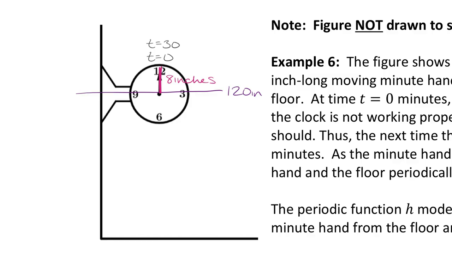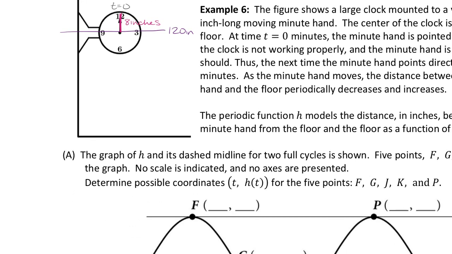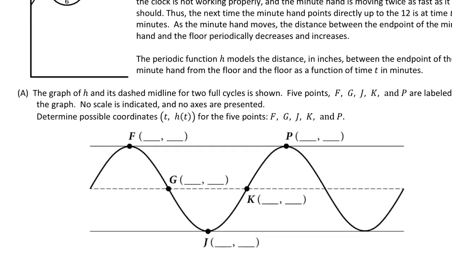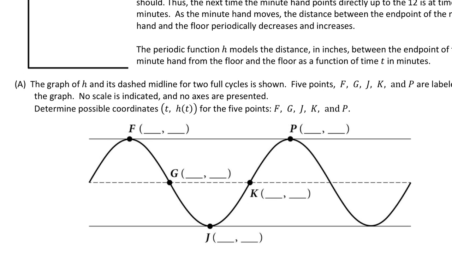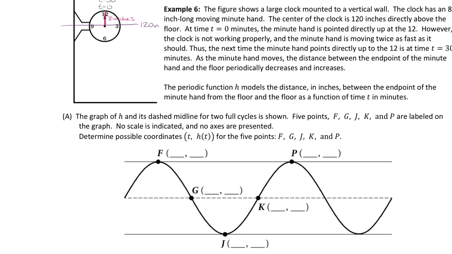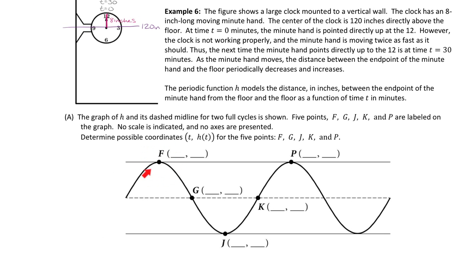If we wanted to answer part A, it says the graph of h and its dashed midline for 2 full cycles is shown. 5 points, F, G, J, K, and P are on the graph. No scale is indicated and no axes are present. Determine the possible coordinates (t, h of t), so inputs and outputs, time and height, for the 5 points. Let's start with time. If we're looking at our clock, we've already answered this question. What is the first time the clock is farthest from the floor? At 0. So my first time input is going to be 0.